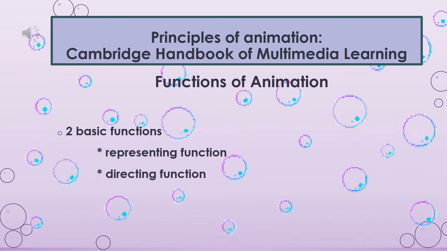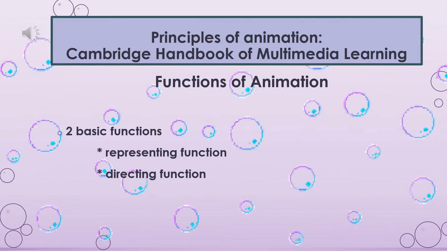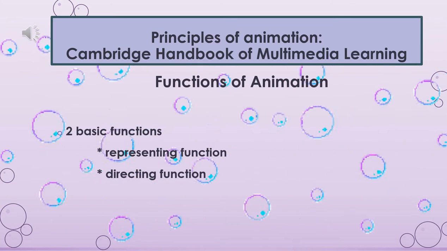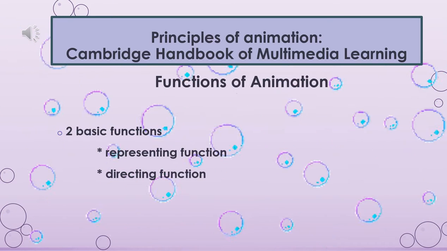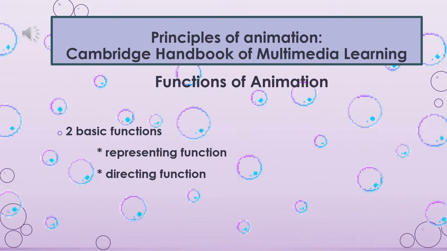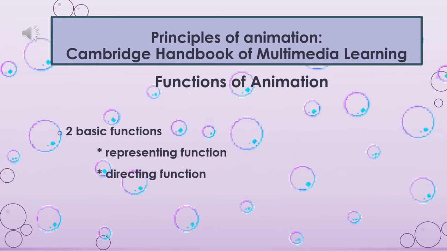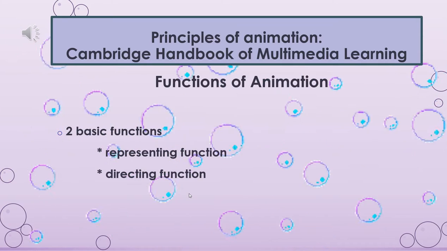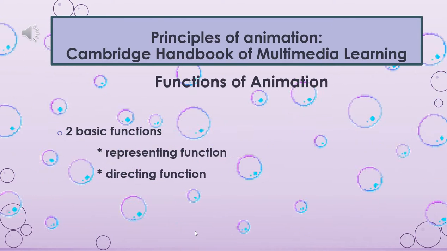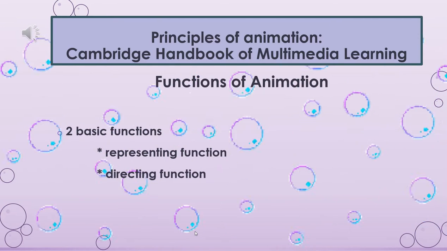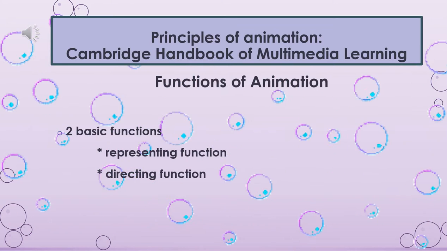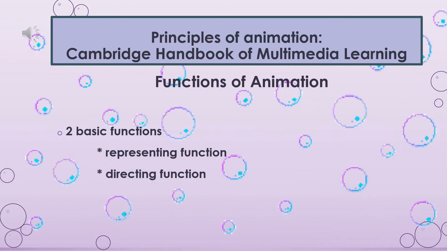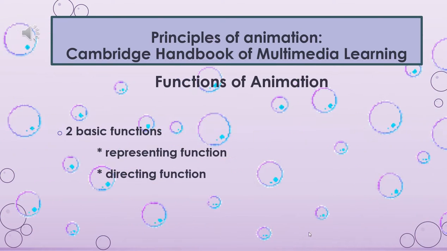Functions of animation. There are two basic functions, representing function and directing function. Representing function refers to the display of spatial and temporal structure of objects and events. The directing function involves guiding the learner's visual attention to the task. Relevant features of the display are highlighted and information is emphasized.